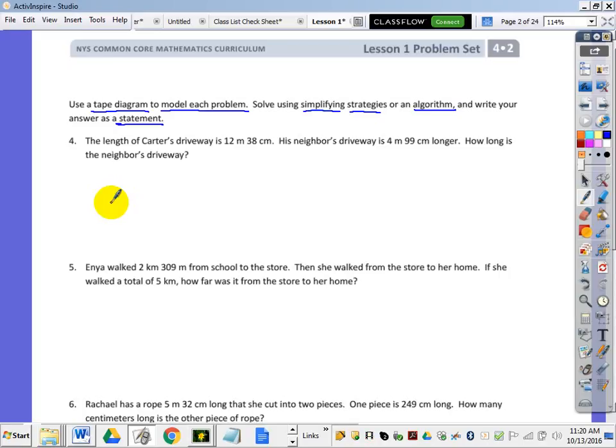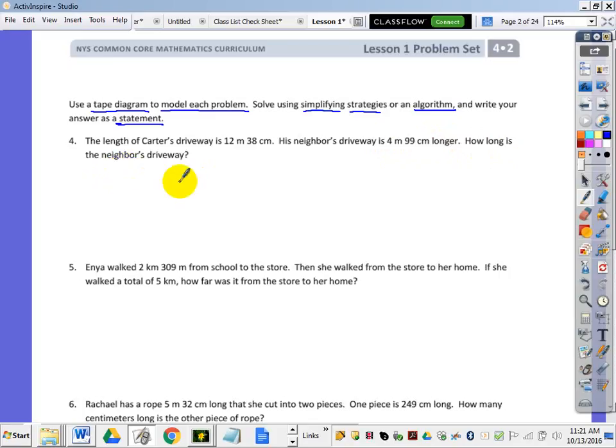The length of Carter's driveway is 12 meters, 38 centimeters. 12 meters, that's not too far. You're figuring, 12 meters, it's not a short driveway. His neighbor's driveway is 4 meters, 99 centimeters longer. How long is the neighbor's driveway in total?